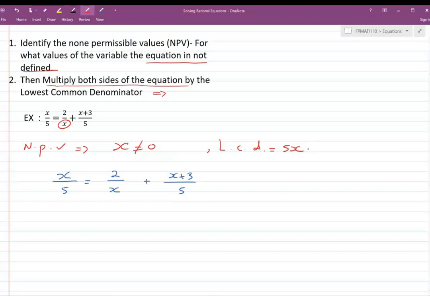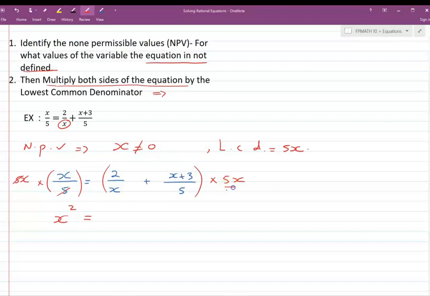Excellent. Now we're going to multiply every single term by 5x, and that's what we're going to do. We're going to multiply the left and the right hand side of the rational equation by that, and then we're going to go through and simplify. All right, so we can just quickly do the division right away. 5 divided by 5 is 1. x times x is x squared. That's on the left hand side.